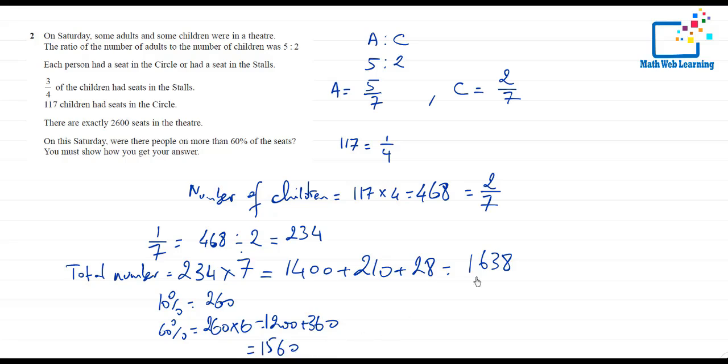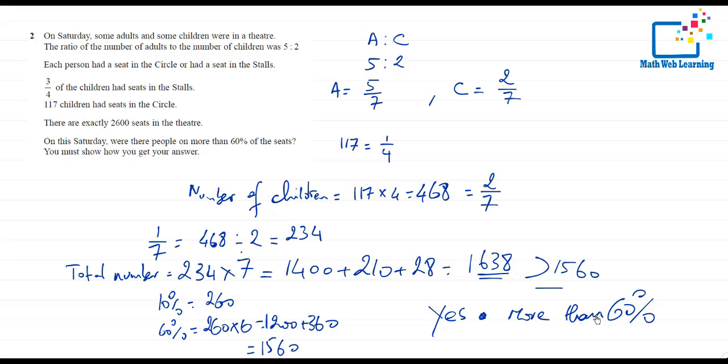Now you can see my total number of adults and children on that Saturday is greater than 1560. So yes, the answer is yes, it is more than 60%. Right, so that's the answer to question 2.